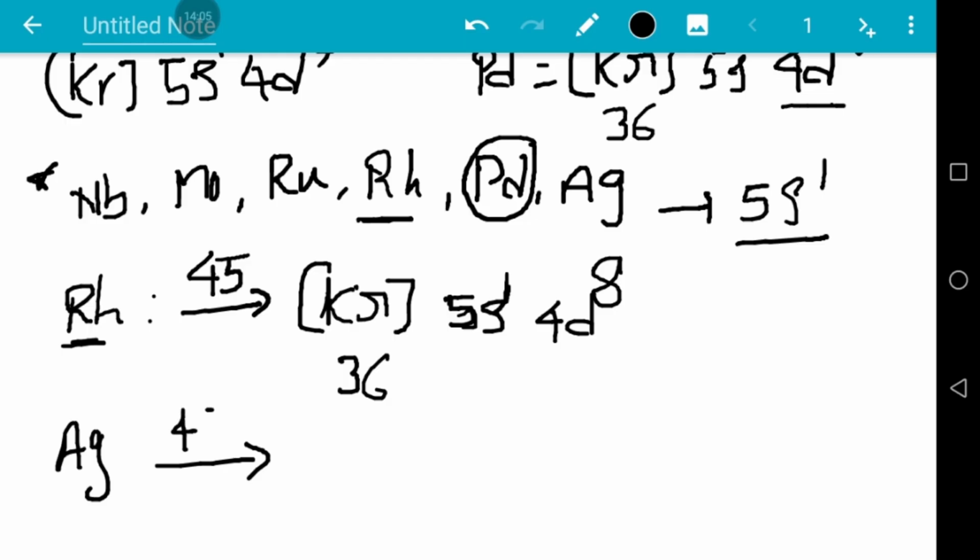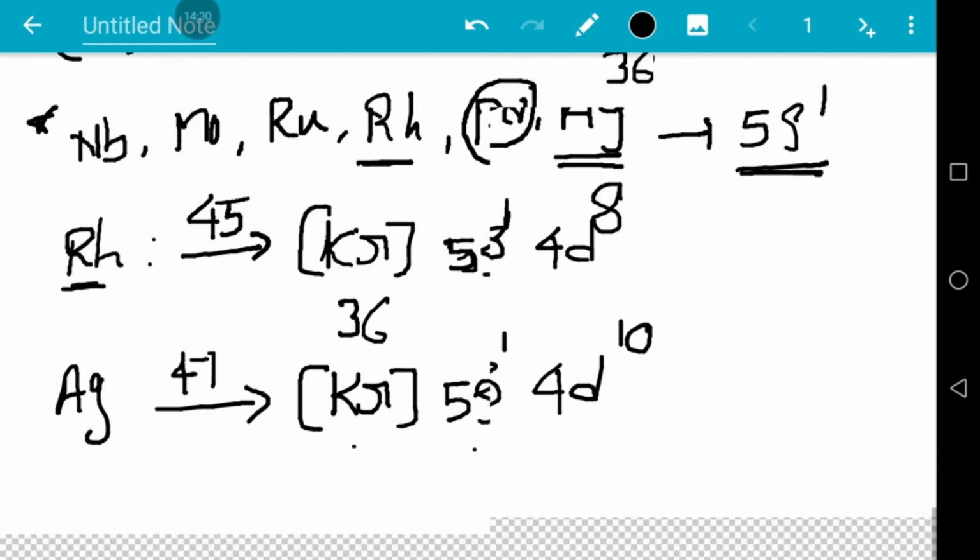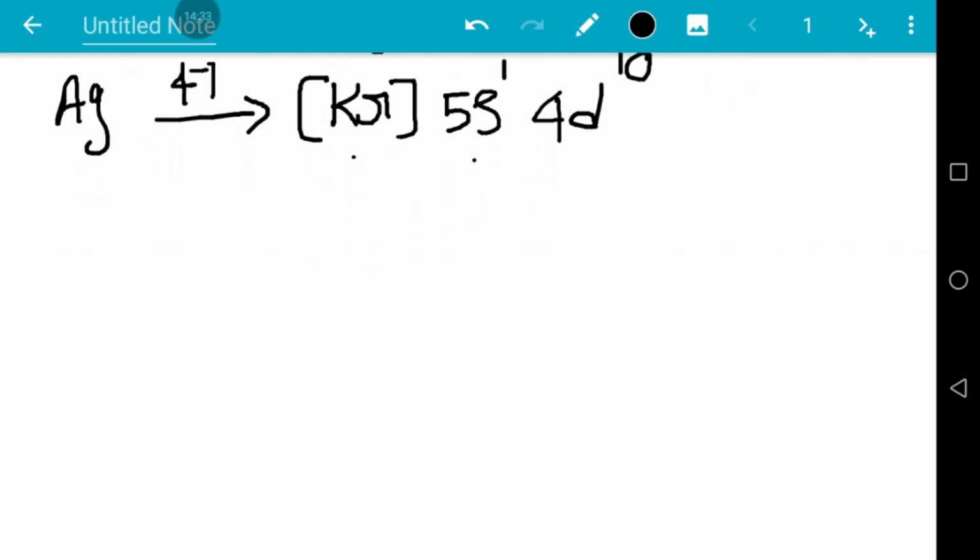So write down krypton 36 completed, then the remaining 11 electrons are present, and it is an exceptional configuration, meaning 5s1 configuration. So write down 5s1. Then 36 plus 1, 37 completed, and the remaining 10 electrons you have to keep in 4d. So totally 4d10. So this is the 4d series electronic configuration. Next, after that, the 5d series electronic configuration.